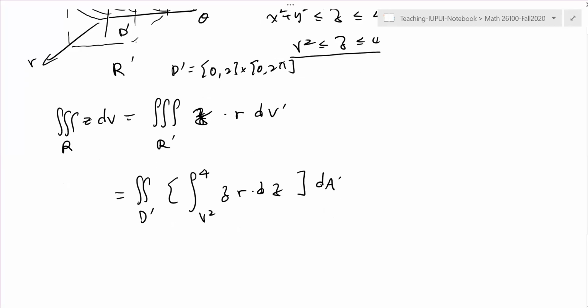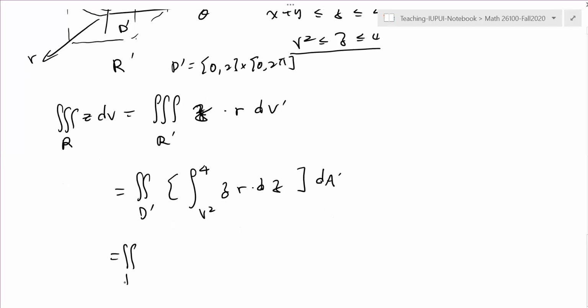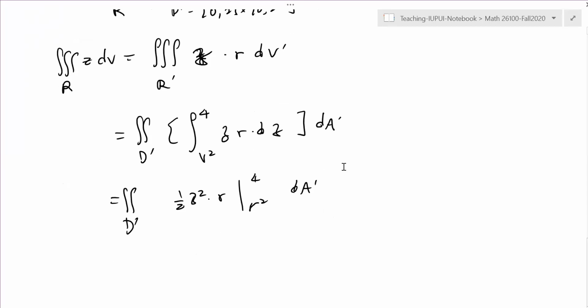First you evaluate this. You get half of z squared times r, evaluated at the two endpoints. So you get half of 4 squared, minus r to the fourth power. Yes, r squared squared, r to the fourth power.